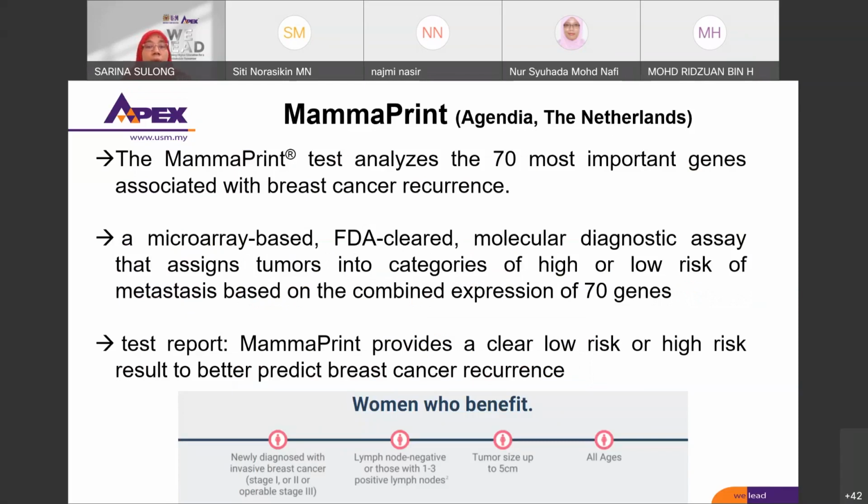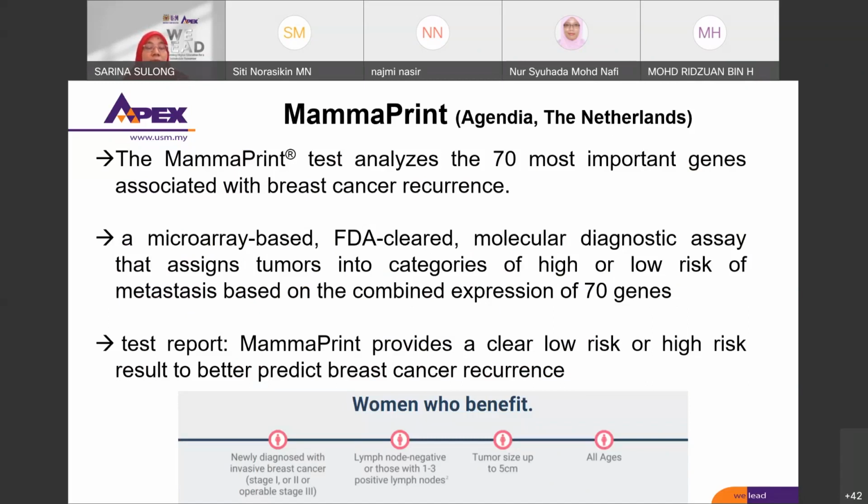And this is also an example of a gene microarray based on the gene expression profile. MammaPrint, which has been developed by the Agendia company in the Netherlands. MammaPrint is a prognostic and predictive diagnostic test for early stage breast cancer patients that assesses the risk that a tumor will metastasize to other parts of the body.